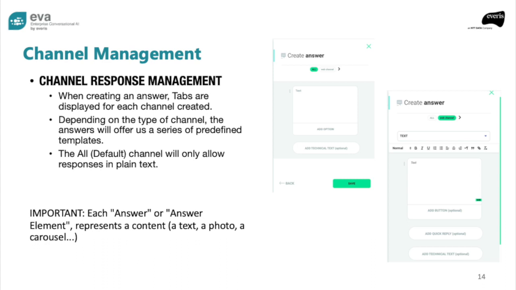Within EVA, the contents or response elements are identified as answers. When creating and editing these answers, a tab will be displayed for each channel that has the wizard enabled, allowing you to specify the behavior of this content for each channel in the wizard. Based on the type of each channel, the tabs will have a drop-down list with the types of content that can be defined. Among the channel tabs, we will find the All tab. This tab defines the default flow for all the channels, so it only allows the use of the plain text template.